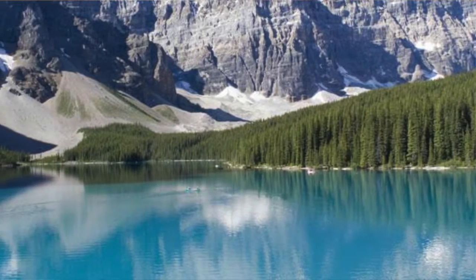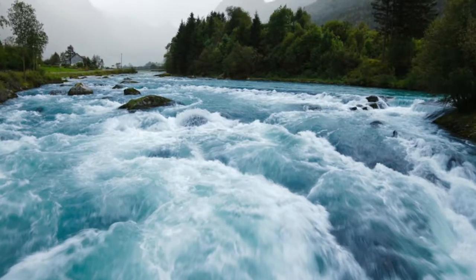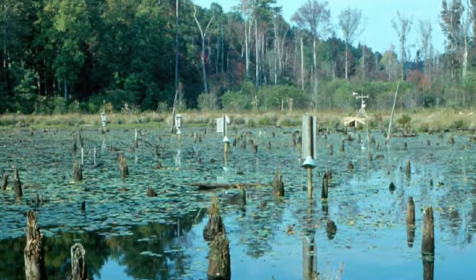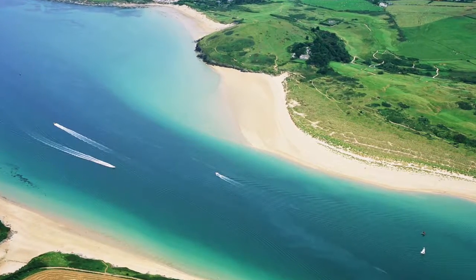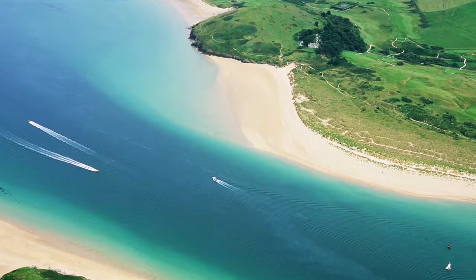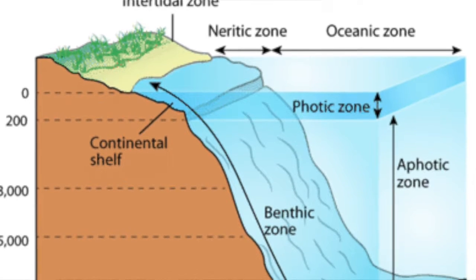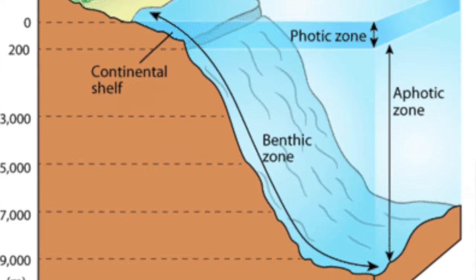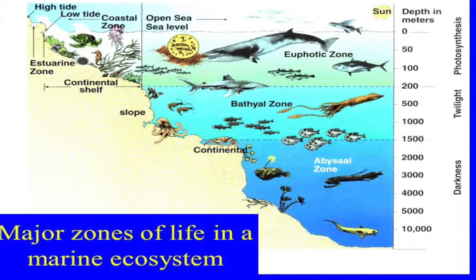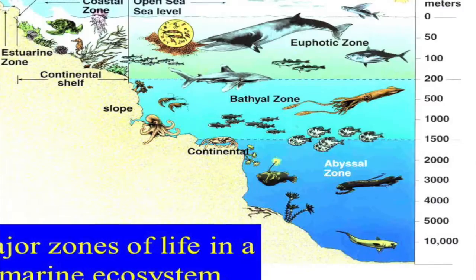Freshwater ecosystems can be divided into three main categories: rivers and streams, lakes and ponds, and freshwater wetlands. An estuary is a special kind of wetland formed where a river meets the sea. Ecologists usually divide the ocean into zones based on depth and distance from shore. Marine ecosystems include the intertidal zone, the coastal ocean, and open ocean.